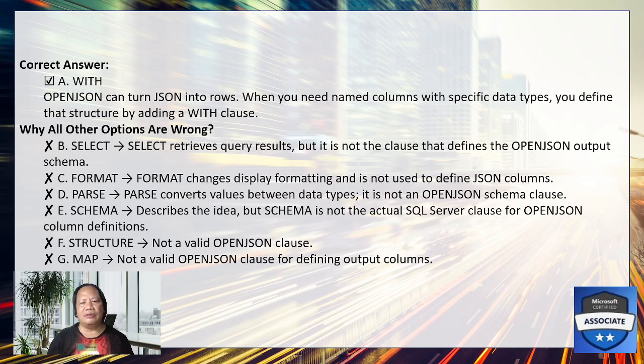OPENJSON can turn JSON into rows. When you need named columns with specific data types, you define the structure by adding a WITH clause. Select, format, and parse describe the idea, but schema is not the actual SQL Server clause for OPENJSON column definition. You can see that in other technologies, but not in SQL Server. Structure is not a valid OPENJSON clause. Map is not a valid OPENJSON clause either. So you use the WITH clause in OPENJSON.